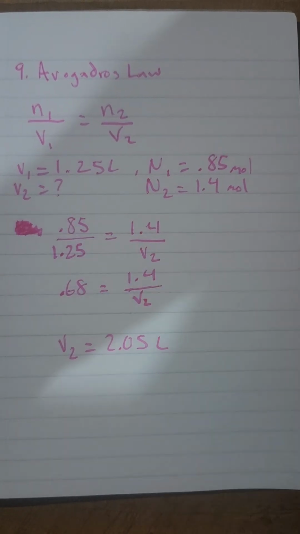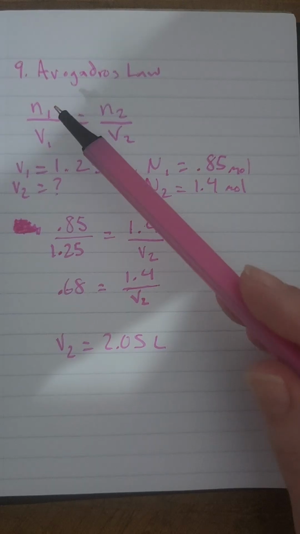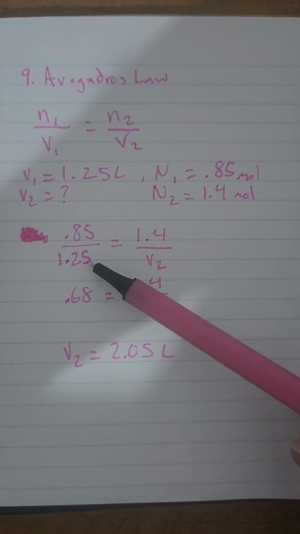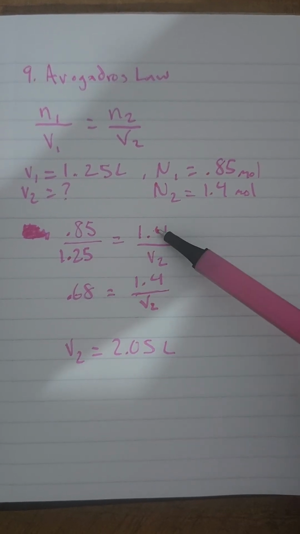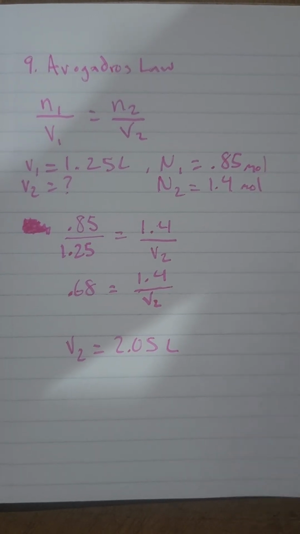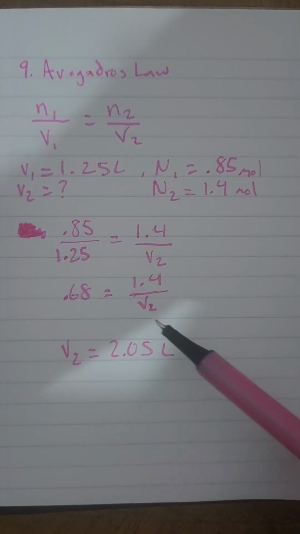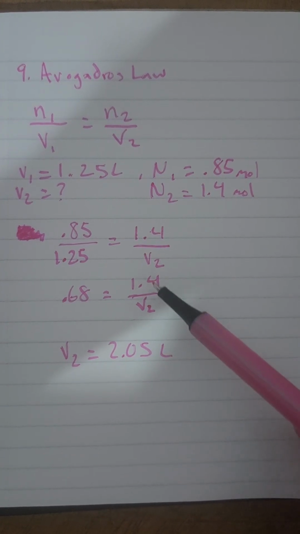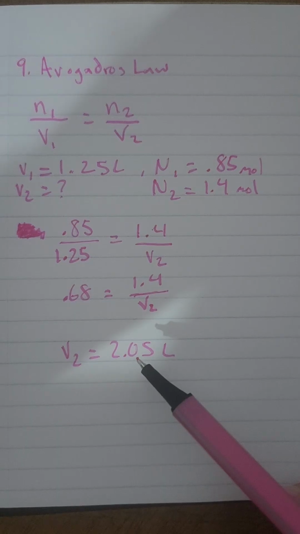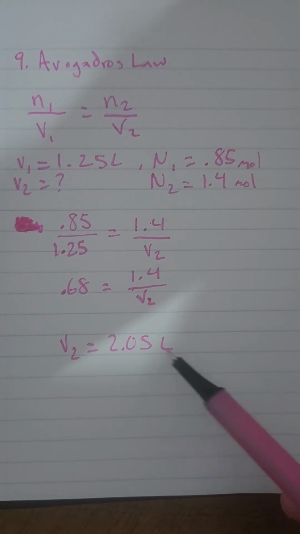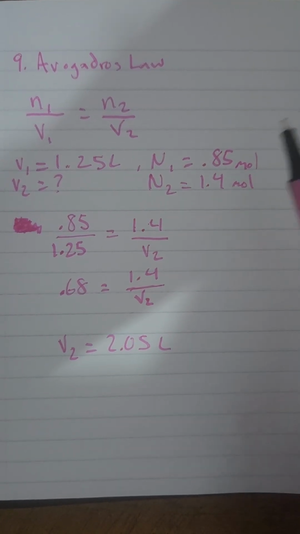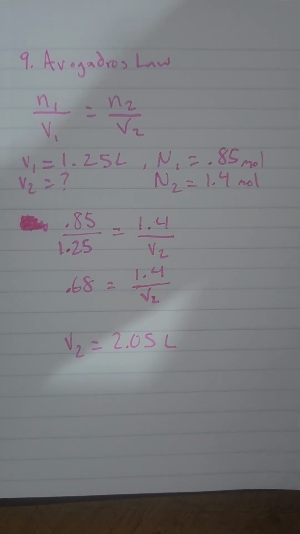So we can plug these into this equation, and we have 0.85 divided by 1.25 should equal 1.4 divided by V2. So this gives us 0.68. So we can divide 1.4 by 0.68, and it should be 2.05 liters would be V2. So that's how many liters we would have with 1.4 moles of gas.